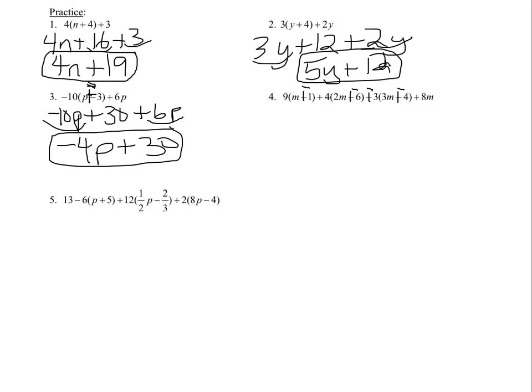So doing distributive here, we're going to have 9m plus negative 9 plus 4 times 2m would be 8m plus a negative 24 plus 3 times 3m would be 9m plus negative 3 times the negative 4 would be a positive 12, and then plus the 8m at the end.